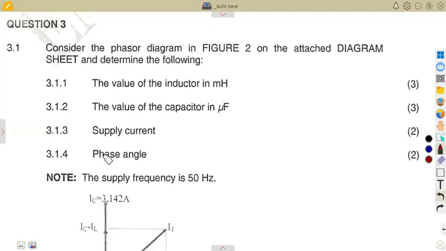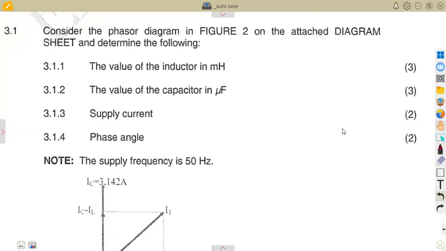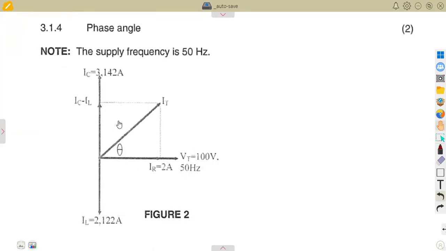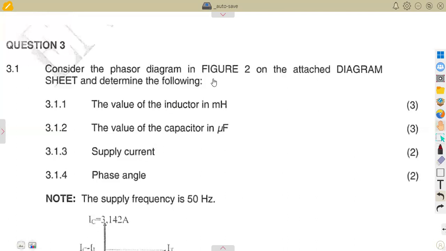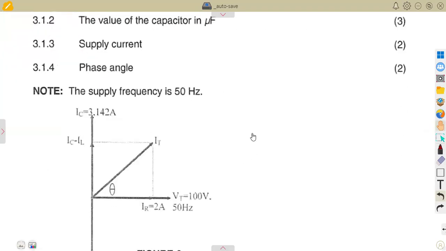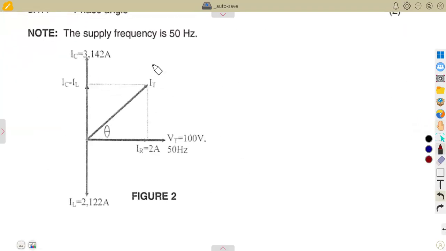So working with a phasor diagram can be one of the most important things to understand. Still on your AC circuits, which is the parallel RLC circuits, you can be given a phasor diagram that you need to study and see exactly what is happening on it. Consider the phasor diagram in Fig 2 on the attached diagram sheet to determine the following, the supply frequency being 50 Hertz.